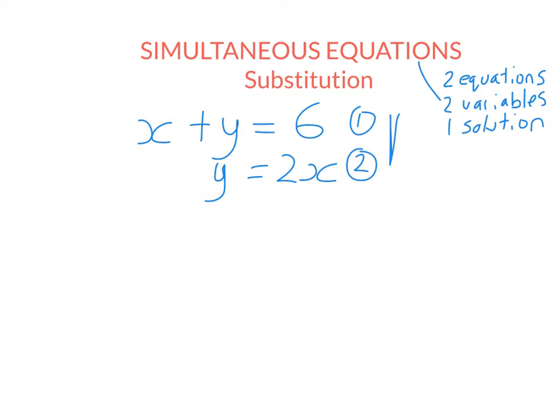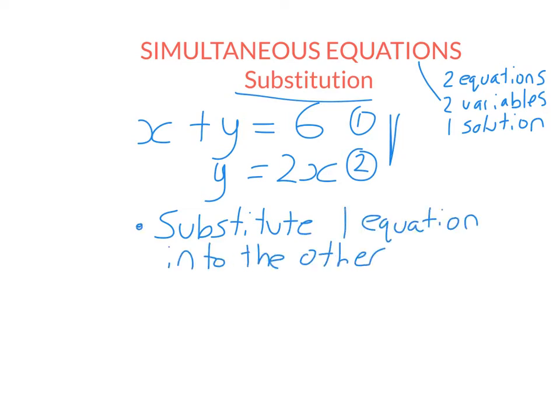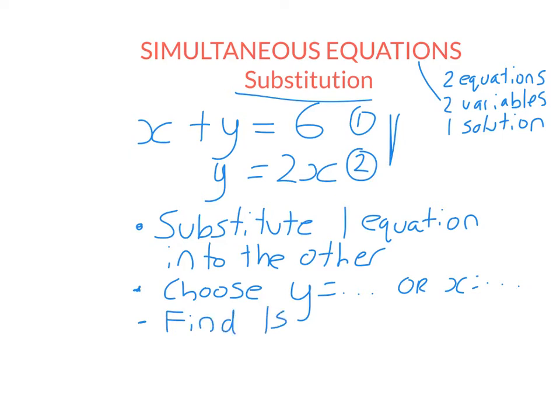The method we're looking at today is substitution. What you do is you substitute one equation into the other. You choose which one you substitute into the other. You choose the one that's in the form y equals something or x equals something. If they're both in that form, you can choose whichever one you like. Then you substitute one into the other, and you will find the first value. You'll find x or y first, and then you'll find the other.